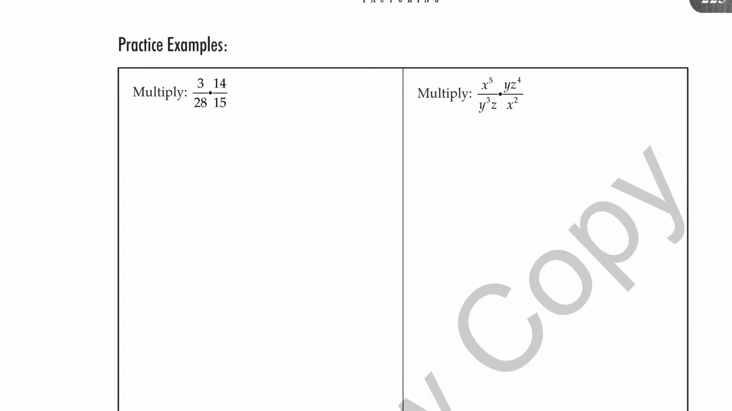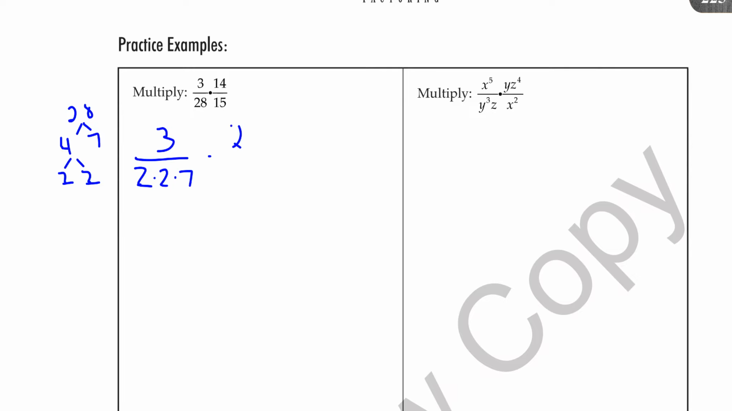Let's factor. The factors of 3 are just 3. The factors of 28, and if you don't remember, you can use the factor tree on 28. 28 is 4 times 7, and 4 factors down to be 2 times 2. So there's your prime factors, 2 times 2 times 7. And we're going to multiply that.